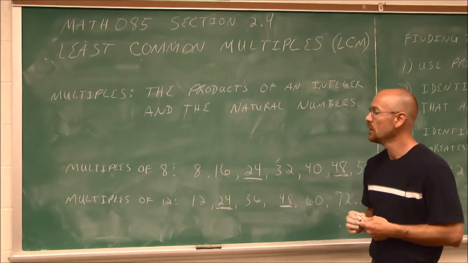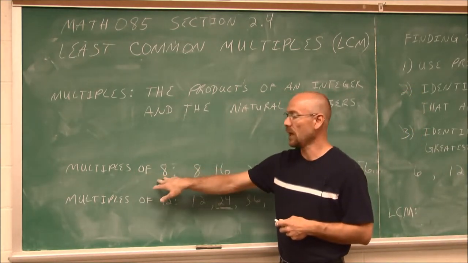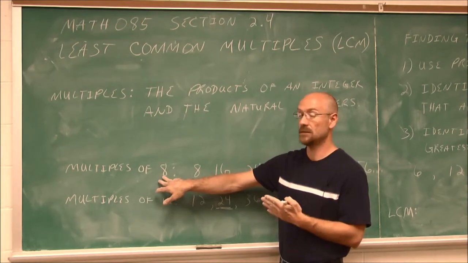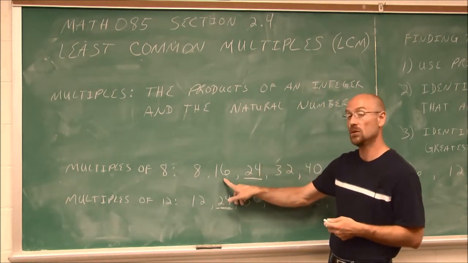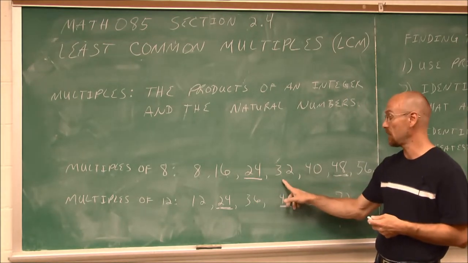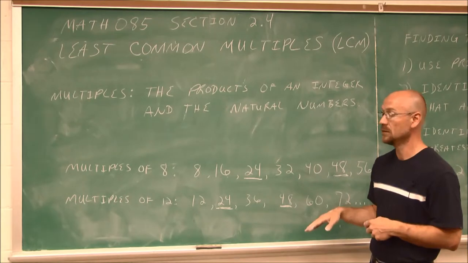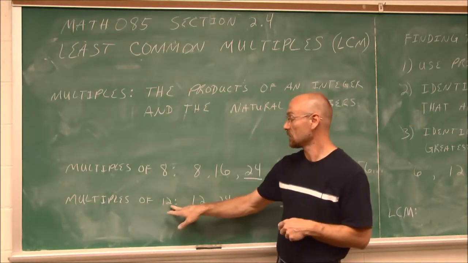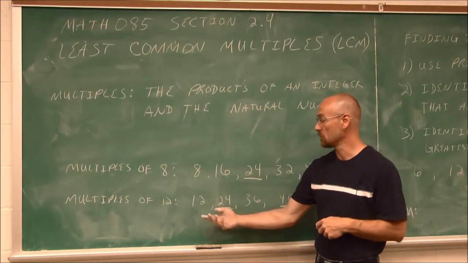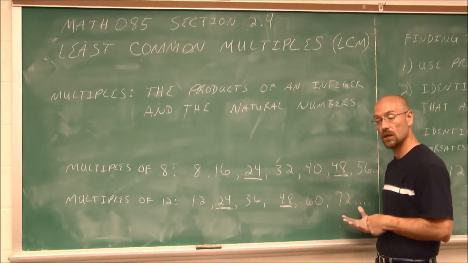So let's look at the multiples of 8. If I want to find the multiples of 8, I essentially just take 8 times my counting numbers. 8 times 1, 8 times 2, 8 times 3, 8 times 4, and so on. And I could continue that on forever if I wanted. But I don't have that kind of time, and neither do you. So let's look at multiples of 12. Well, 12 times 1, 12 times 2, 12 times 3, 12 times 4, and so on.